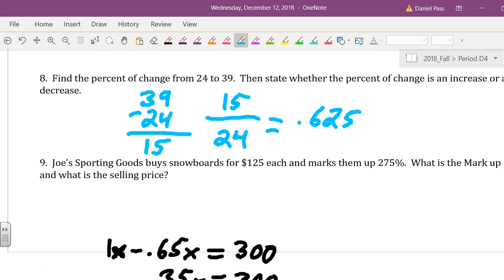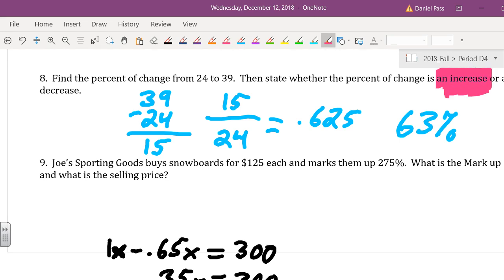And that equals 62.5%. Right, so I would say 63%, but 62.5% is correct. And you have to state whether it's an increase or a decrease. So it'd be a 63% increase.